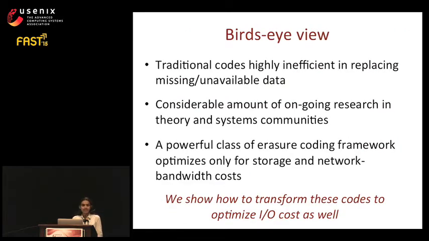Before jumping in, here is a high-level view of what this talk is about. Traditional erasure codes are highly inefficient in replacing missing or unavailable data, which is a frequent operation and important in distributed storage systems. There has been a considerable amount of research in the recent past, both in the theory and systems community, to tackle this problem. A powerful class of erasure coding framework has been proposed which optimizes only for storage and network bandwidth. In this talk, I'll show how to transform these codes to optimize I/O as well, while retaining the optimality with respect to storage and bandwidth.